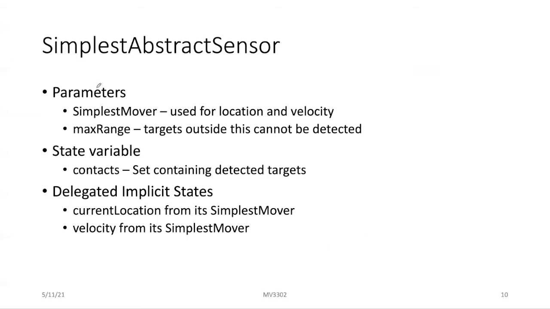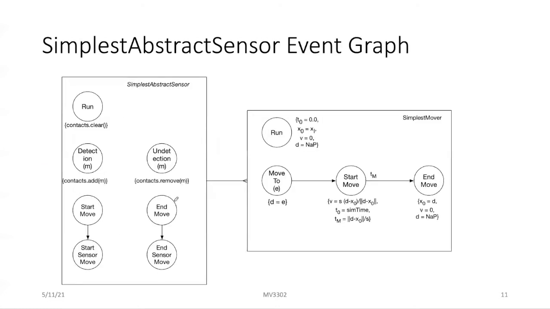Again, its parameters are going to be a simplest mover used for location and velocity, and a maximum range, so targets outside of this cannot be detected. It has a single state variable, I'm going to call contacts. It's going to be a set that contains the detected targets. And it has two delegated implicit states. The current location it's going to get from its simplest mover, and its velocity it's also going to get from its simplest mover. So all of that is going to be happening.